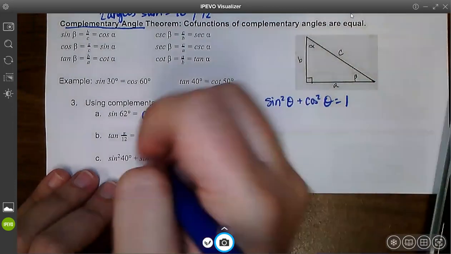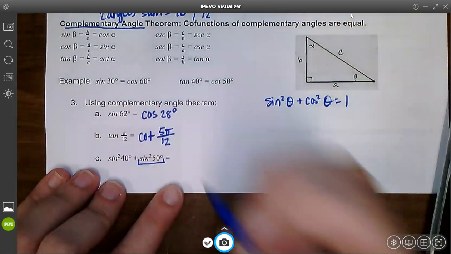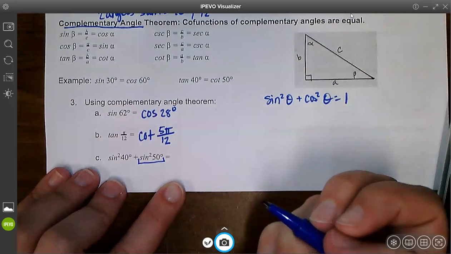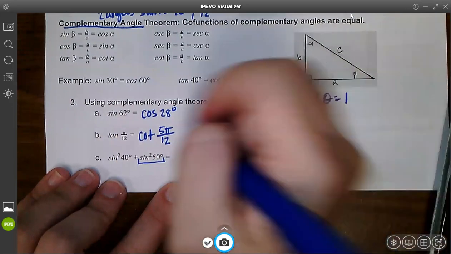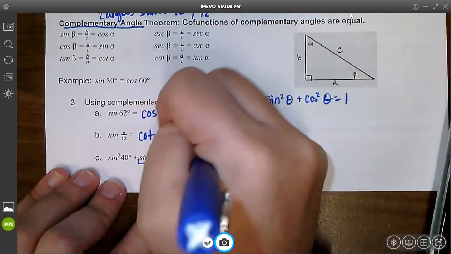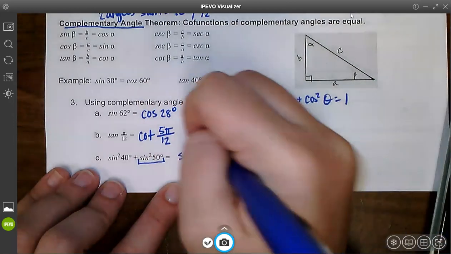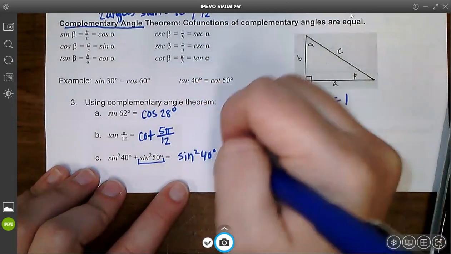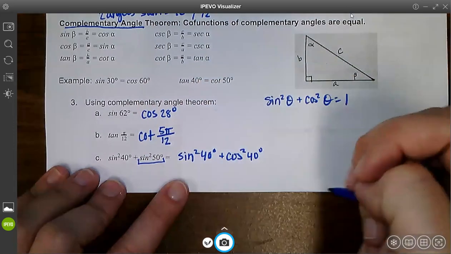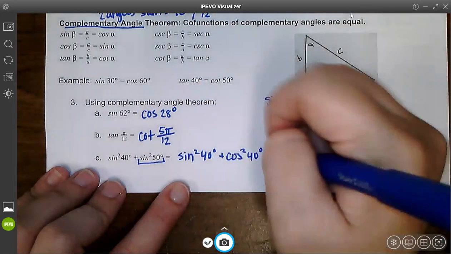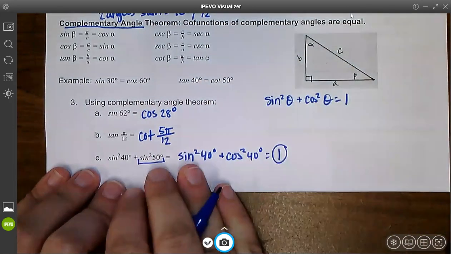So I'm just going to take the second one. So this would be equal to the cosine of 90 minus 50, which is 40. So I have the sine squared of my 40 degrees plus the cosine squared of 40 degrees. That fills out this formula and I get.